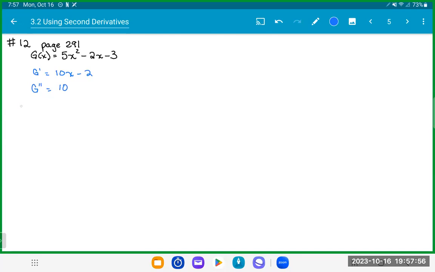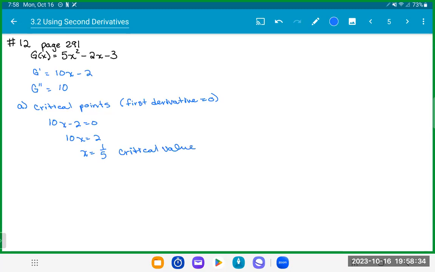Next, we want to do our critical values. Okay, so our critical points, remember we're setting the first derivative equal to 0. So 10x minus 2 equals 0. That gives me 10x equals 2, so x is equal to 1/5. This is my critical value.